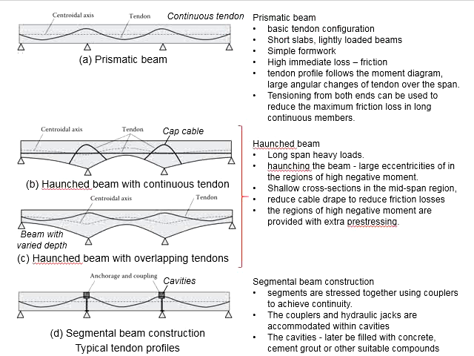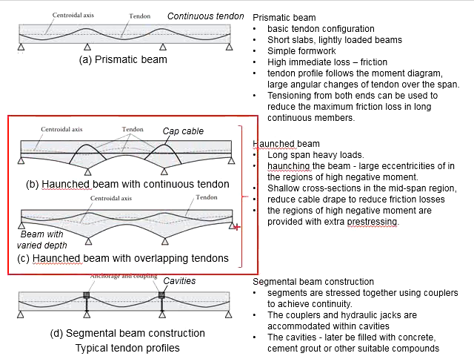In order to minimize the frictional loss, tensioning may be done at both ends of the member. This reduces the effective length in the calculations for the frictional loss, which subsequently will reduce the frictional loss along the member. The second type of member is the haunch beam.